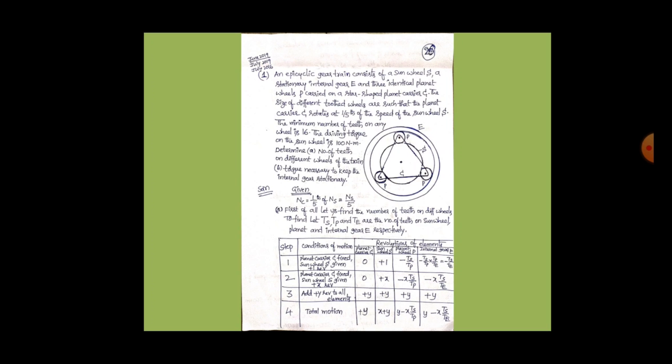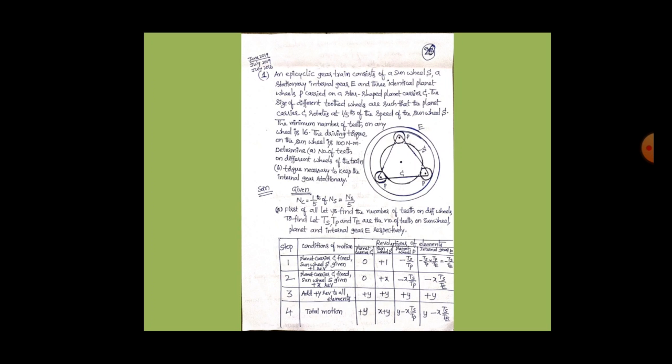So once the sun wheel rotates in anti-clockwise, the planet wheel P starts rotating in the opposite direction because sun gear and planet wheel are in mesh with each other externally. Therefore, sun wheel is rotating in anti-clockwise, so planet wheel will rotate in clockwise. Therefore, according to our sign convention, it is minus.